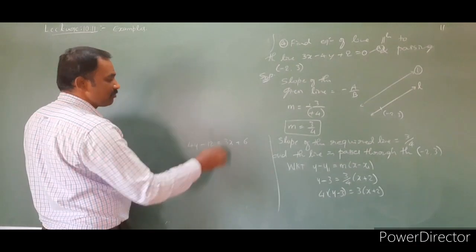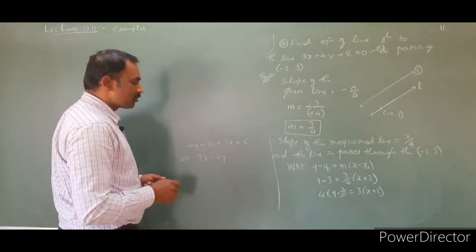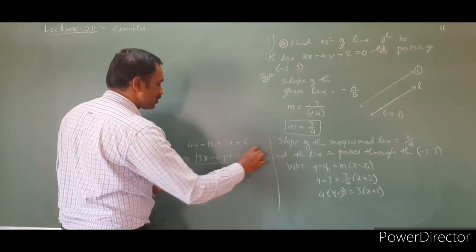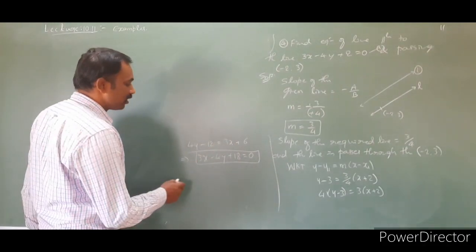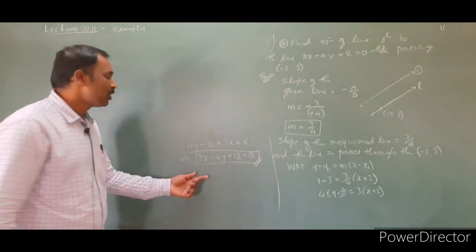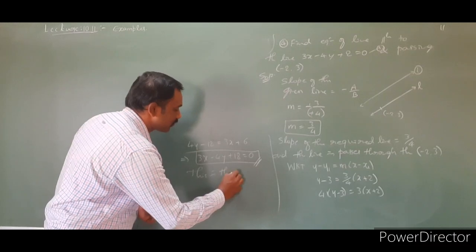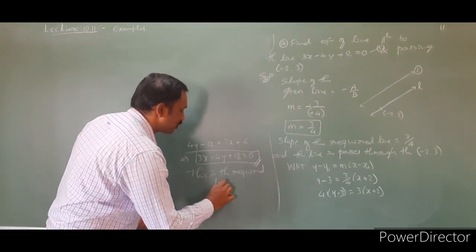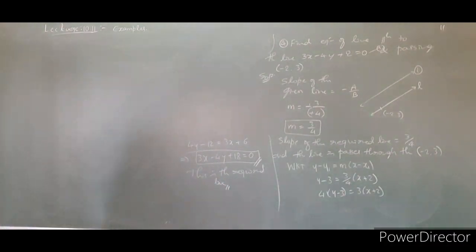Shift all the terms to the right-hand side. 3x minus 4y, and minus 12 shifted to the right-hand side becomes plus 12, plus 6 is 18. So 3x minus 4y plus 18 is equal to 0. Here 3 is not common to take out. This is the required line, hence the solution. So very simple.